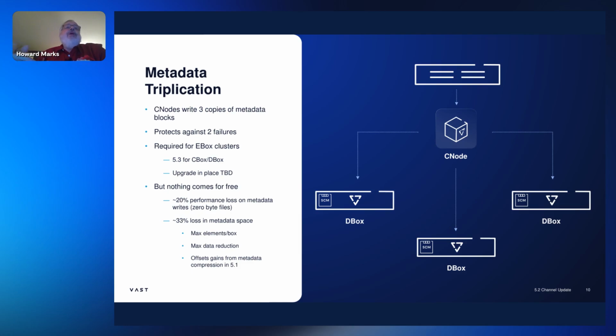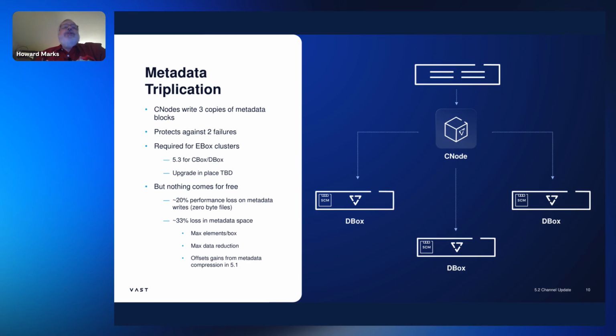In 5.2, we extend that ability to survive 2 device failures instead of 1 to the data metadata. And we simply do 3-way mirroring and write to 3 SSDs, again with dbox and dnode anti-affinity. Initially, metadata triplication is going to be available for eBox clusters. In 5.3, it will appear for CBox dbox clusters. 5.4, 5.5 before it's available as a retrofit for an existing system.